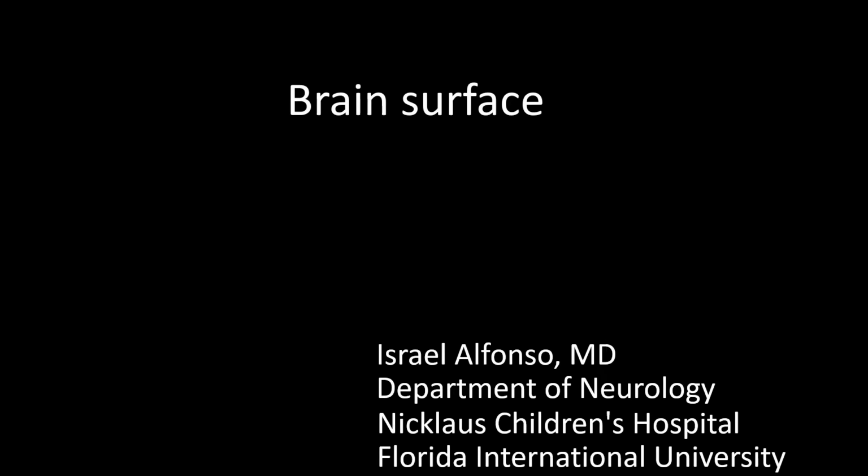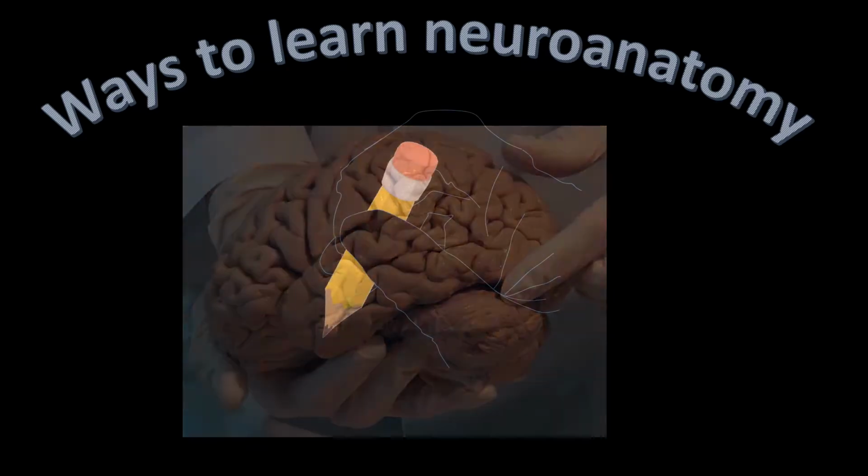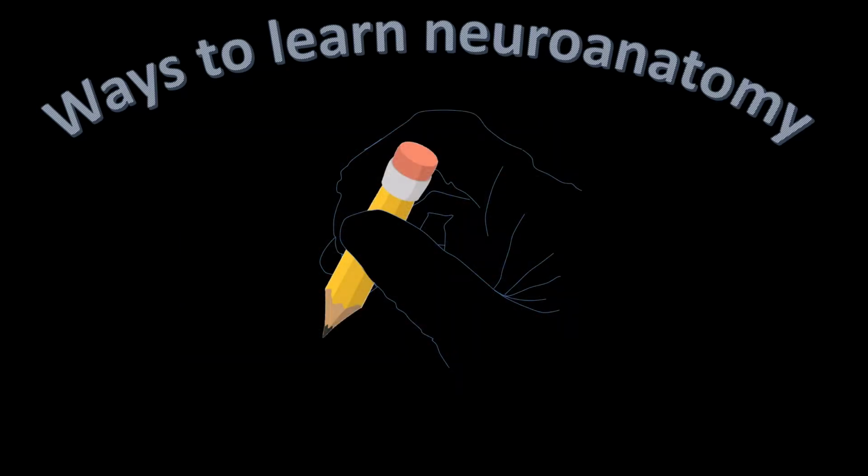This talk is about brain surface. The best way to learn neuroanatomy is in the lab. Second best is drawing. At least it is so for me. In this talk, I will combine drawing and questions in the hope that this combination will make memorization easier.